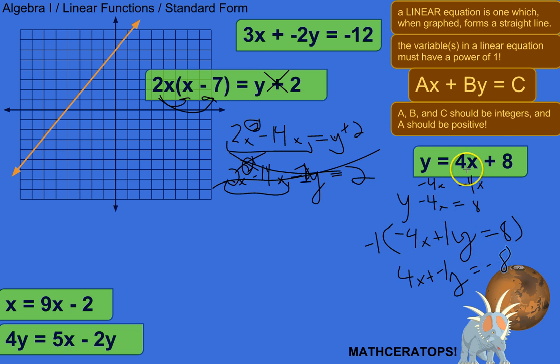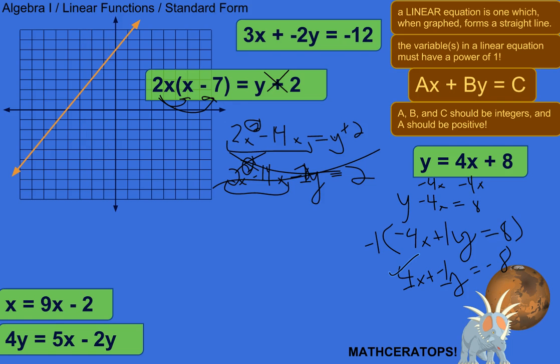So there's the standard form of this equation. A is 4, B is negative 1, C is negative 8. And yeah, this is a first degree equation. The variables are just to the power of 1, not to the power of 2 or anything like that. We can write it in this form. So good, yeah, linear equation.